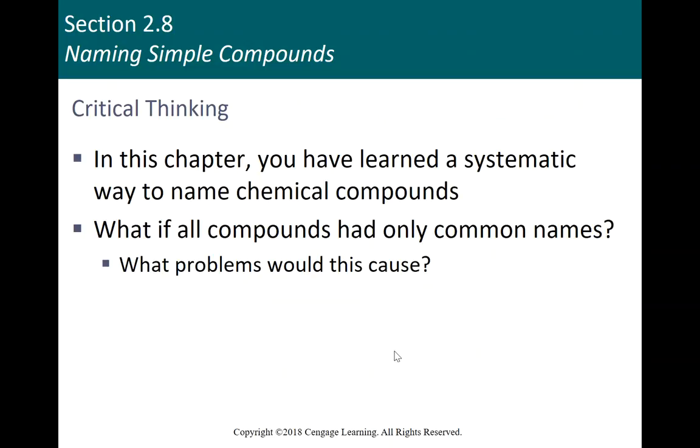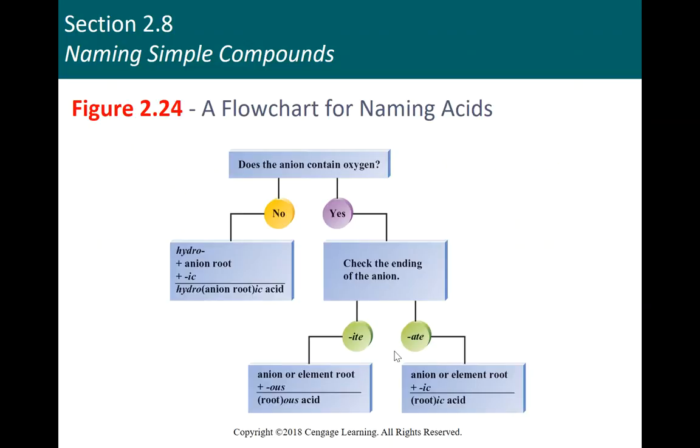Just a thought question. Let's go ahead and go to the flow chart here at the end. When you're trying to name an acid, you look at whether or not the anion contains oxygen. If the answer is no, you put hydro in front, use the anion root, and then put -ic, like hydrochloric. If it contains oxygen, then you look at whether the ending is -ite or -ate. If it's -ite, you use -ous, and if it's -ate, you use -ic.